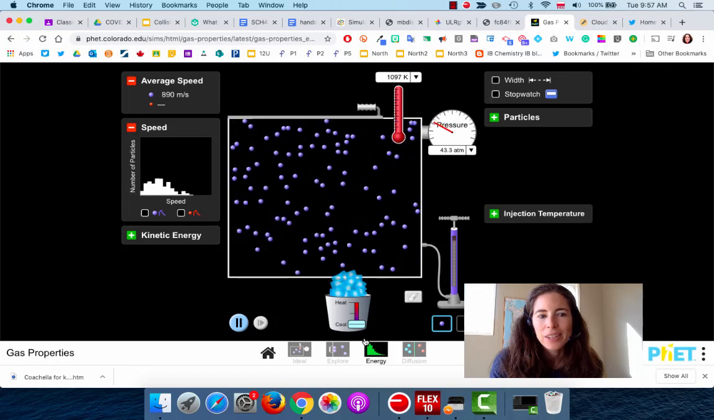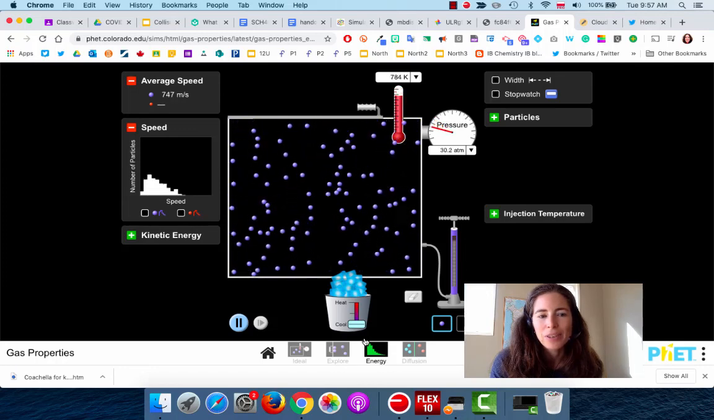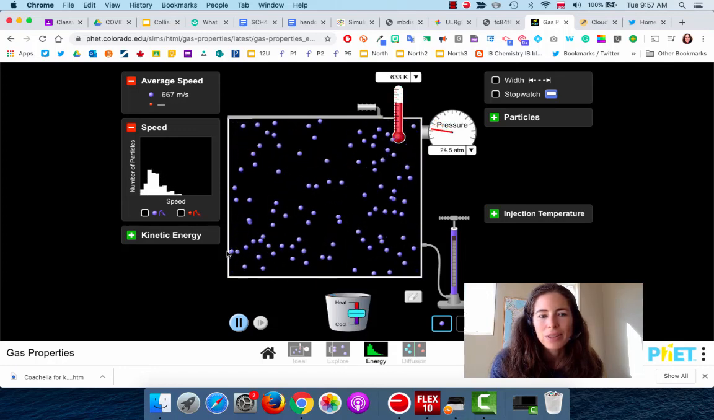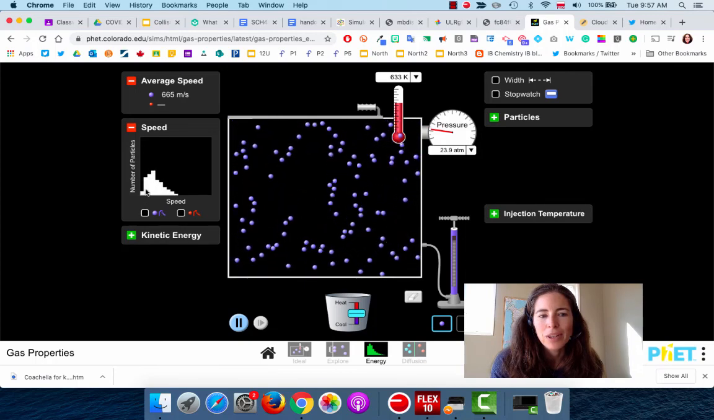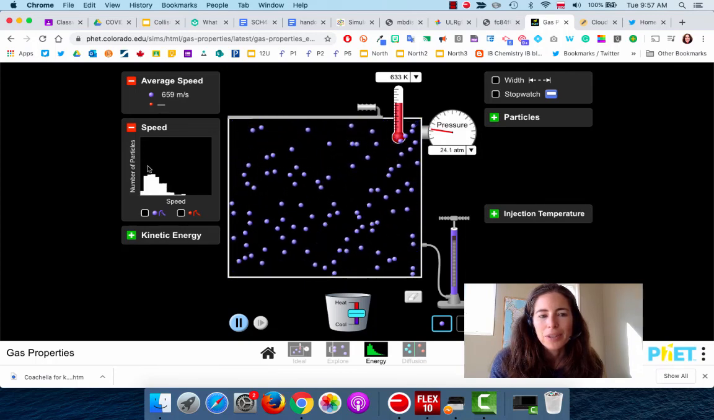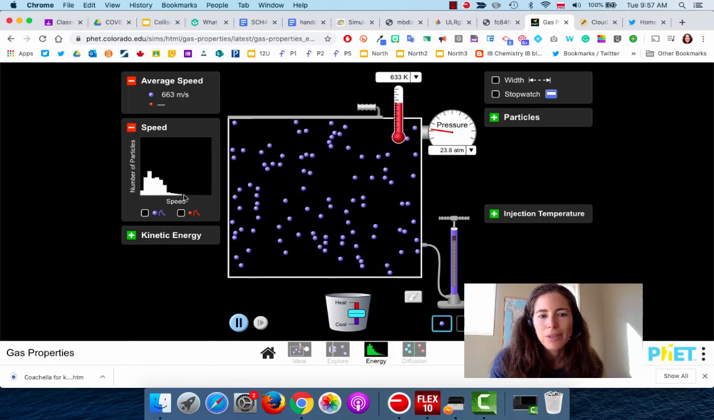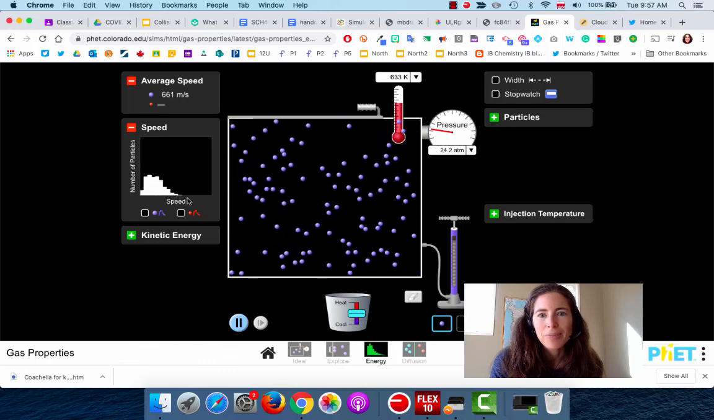Let's cool that down again, and you can see the shape of that curve change. So we're slowing the molecules down. Now we've got a higher peak over here. At the slower speeds, very few molecules are traveling quickly anymore.